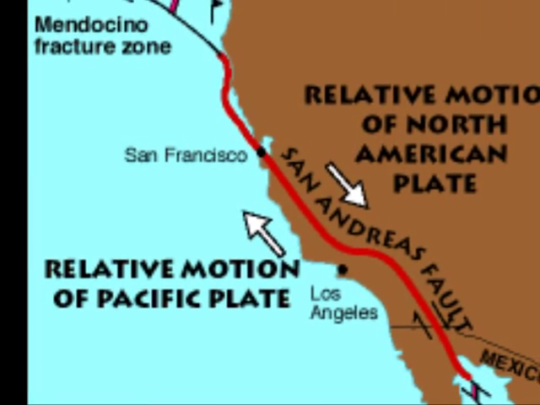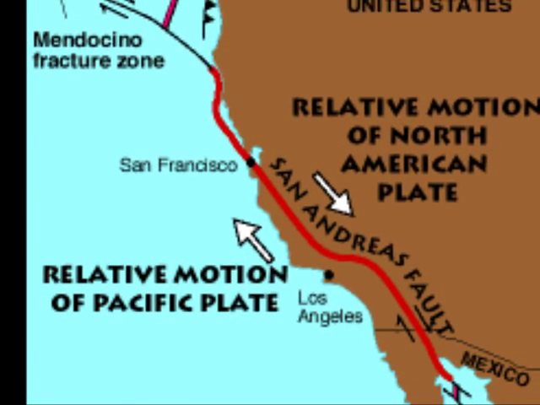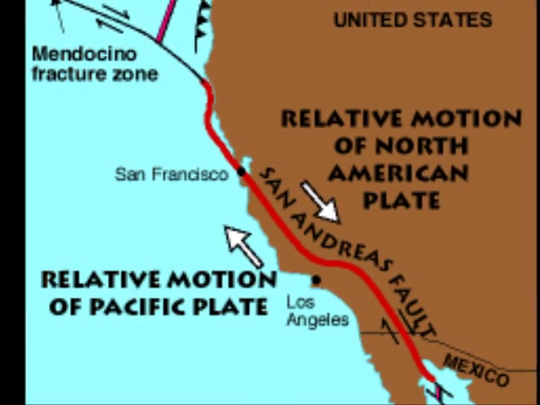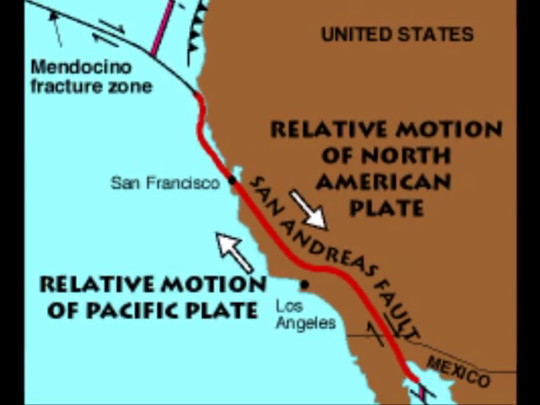The San Andreas Fault in California consists of a transform boundary between the Pacific Plate and the North American Plate, grinding past each other.